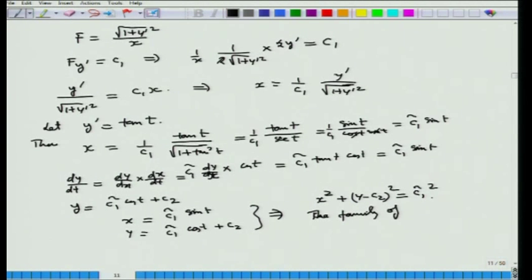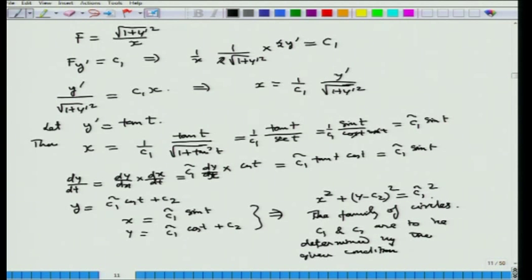A two-parameter family of circles here, and then c1 and c2 are to be determined by the given conditions. So here we get these circles as the extremals for this case.